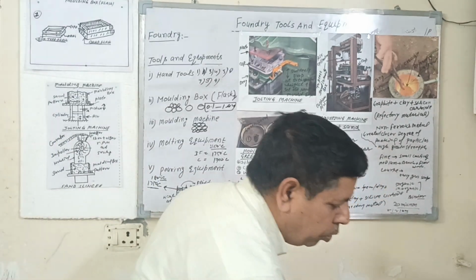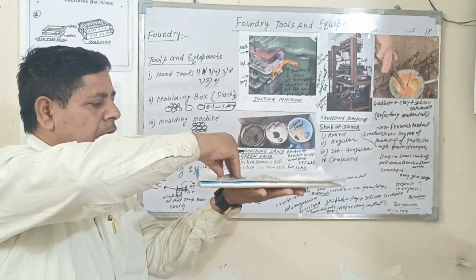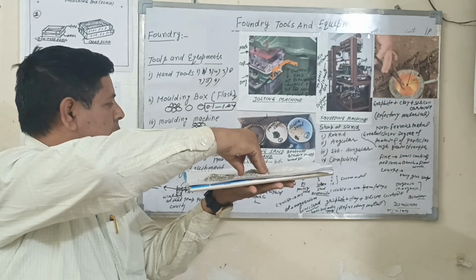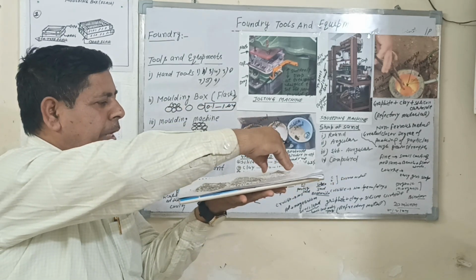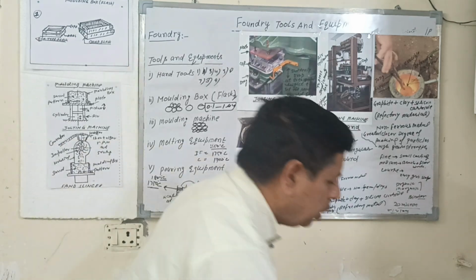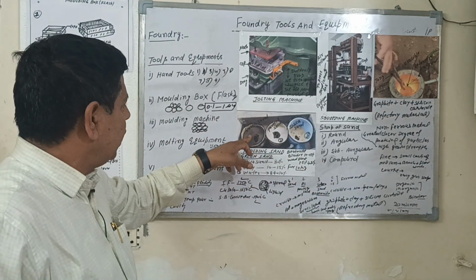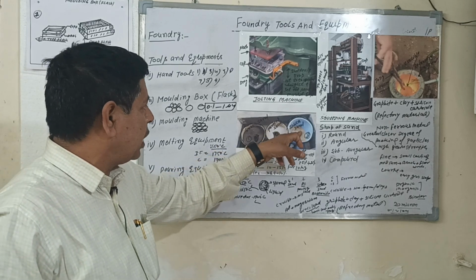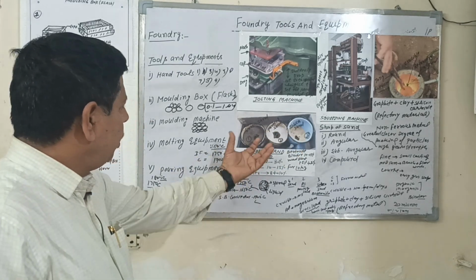You can see again, this is silica sand, this is clay sand, and this is the bentonite binder used to make the molding sand. You can see this figure: this is the green sand, this is the parting sand, and this is the silica sand. So the metal is heated.